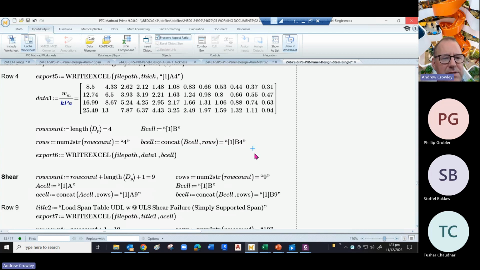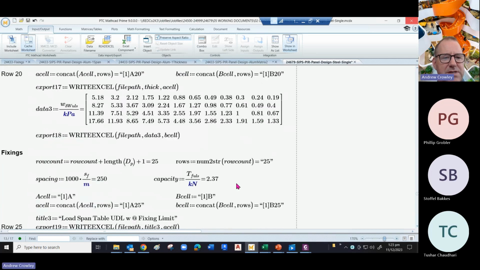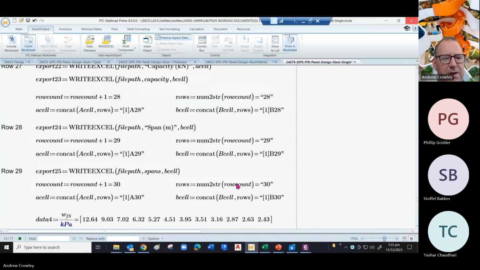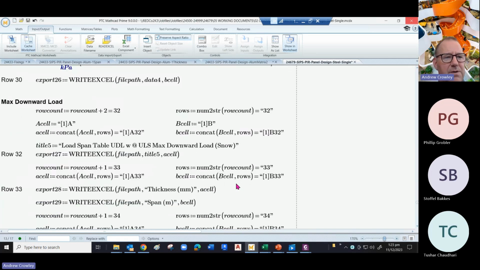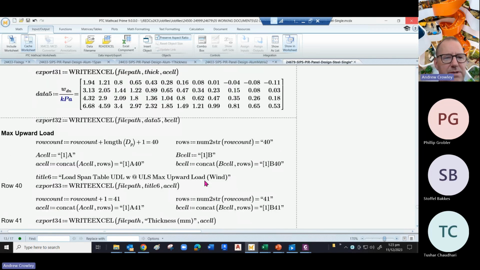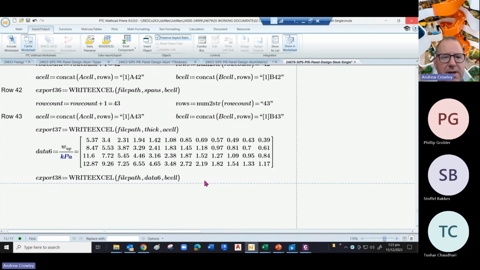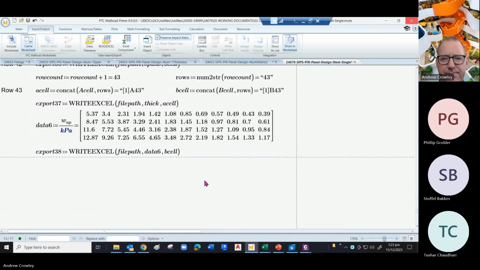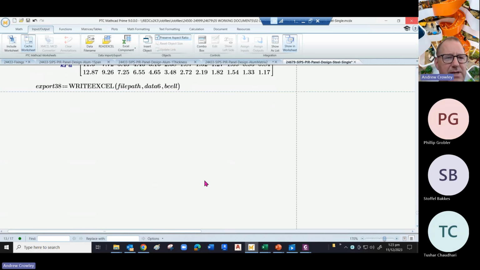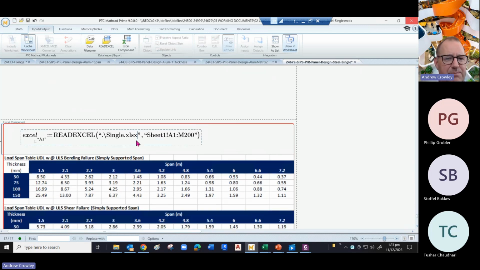Okay, and then we do the same again for shear, deflection, fixings, download, upward load, and so on. So that will be a simple spreadsheet full of all these numbers. Okay, so that's exporting Excel. What about getting back again? Well, I've just punched it out and it's going to pull it back in again.